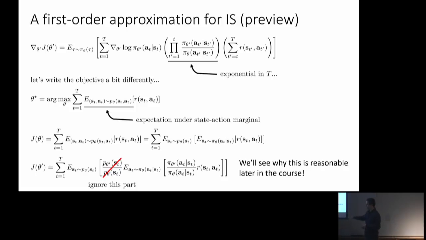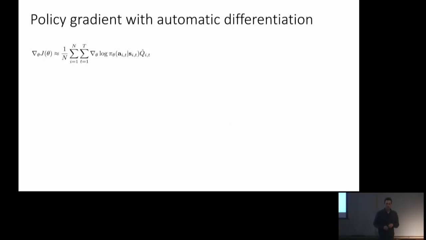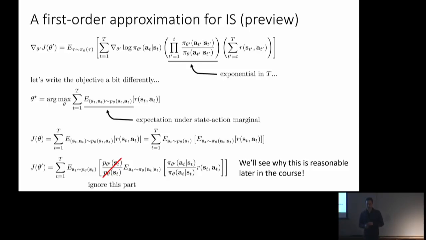The main reason I wanted to bring it up is because this form of the importance sample policy gradient is actually very practical to use. It's not exponential in t, and there are algorithms that do make use of this form and work quite well, actually. OK, that's it for importance sampling. Does anyone have any questions about any of the importance sampling discussion?